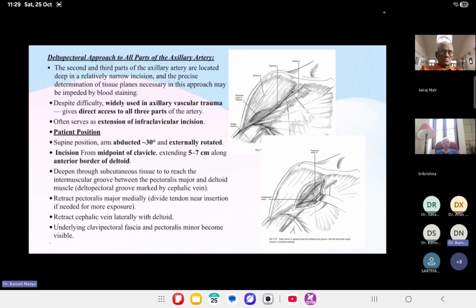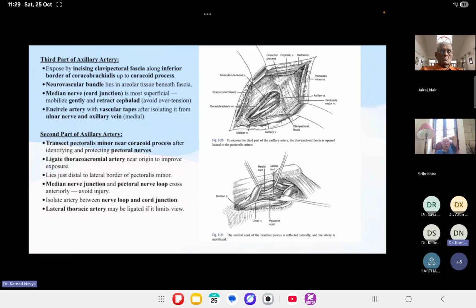Then the underlying clavipectoral fascia and the pectoralis minor become visible. The third part of the axillary artery is exposed by incising the clavipectoral fascia along the inferior border of the coracobrachialis muscle up to the coracoid process. Here, the neurovascular bundle lies in an areolar sheath beneath the fascia. The median nerve is the most superficial, as we already discussed. It should be mobilized gently and retracted in the cephalad direction to avoid overtension. Then encircle the artery with vascular tapes after isolating it from the ulnar nerve and the axillary vein.